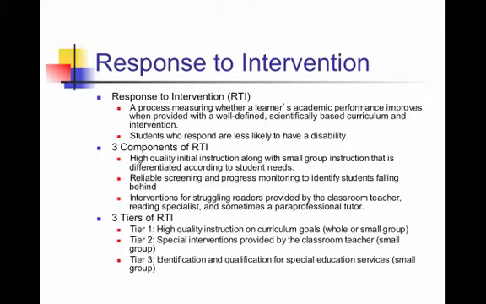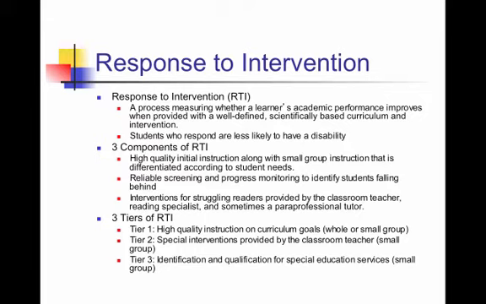Second component of RTI that's critical is reliable screening and progress monitoring to identify students who are falling behind. And quite frankly, these types of measures also help us identify students who need to be challenged, which we'll talk more about next week. Interventions for struggling readers is the third component of RTI, and these can be provided by the classroom teacher, the reading specialist, and sometimes, depending upon financial need, a paraprofessional tutor.